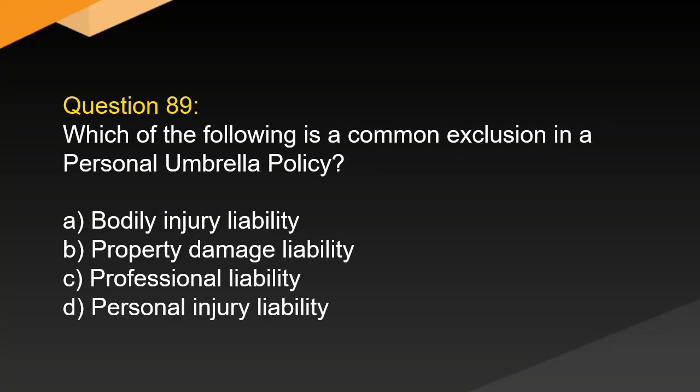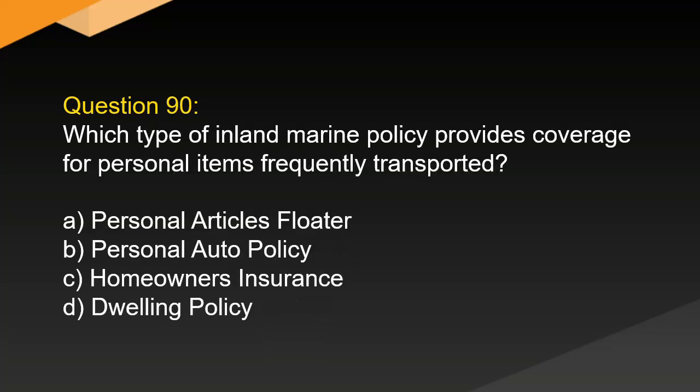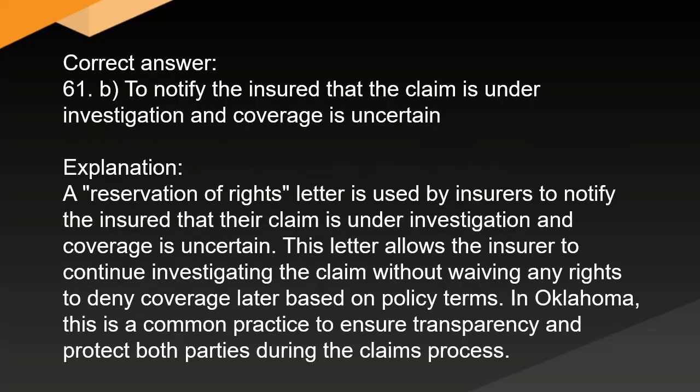Question 89. Which of the following is a common exclusion in a personal umbrella policy? A. Bodily injury liability. B. Property damage liability. C. Professional liability. D. Personal injury liability. Question 90. Which type of inland marine policy provides coverage for personal items frequently transported? A. Personal articles floater. B. Personal auto policy. C. Homeowners insurance. D. Dwelling policy.